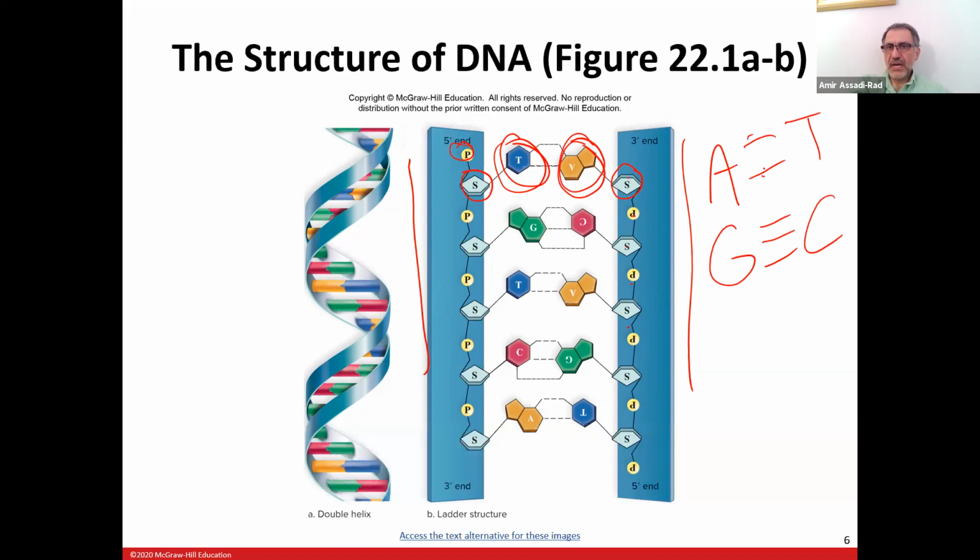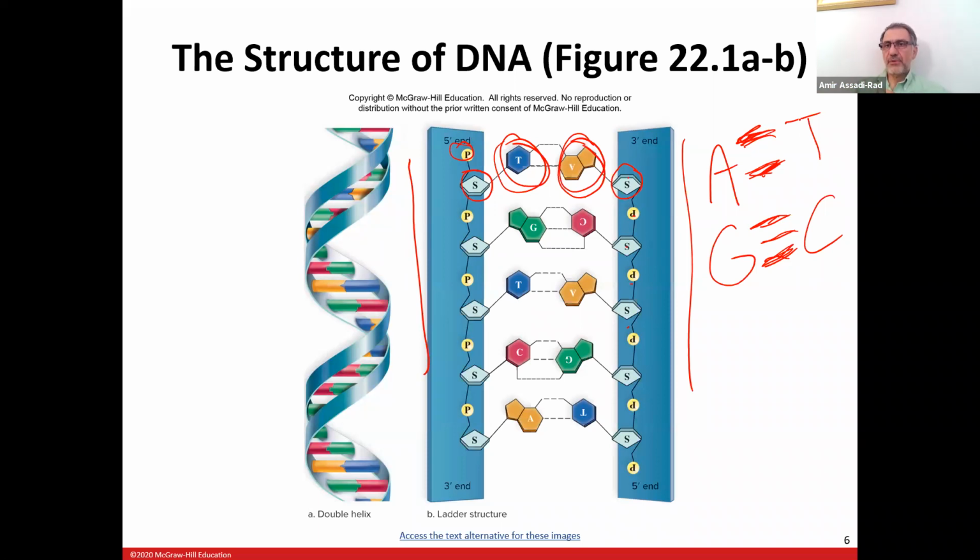What are these 2 lines? Why does this one have 2 lines and this one has 3 lines, Amir? Well, because there are 3 hydrogen bonds between guanine and cytosine. There are only 2 hydrogen bonds between adenine and thymine. Okay? And the rest, that's how it is.